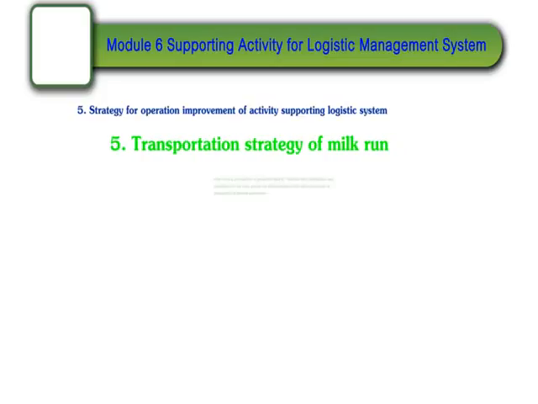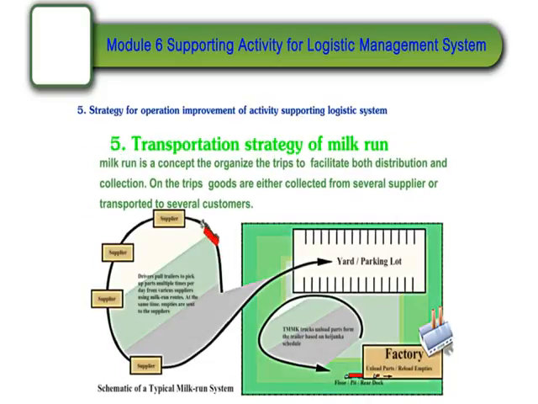Number 5. Milk Run is a concept that organizes trips to facilitate both distribution and collection. On the trips, goods are either collected from several suppliers or transported to several customers.